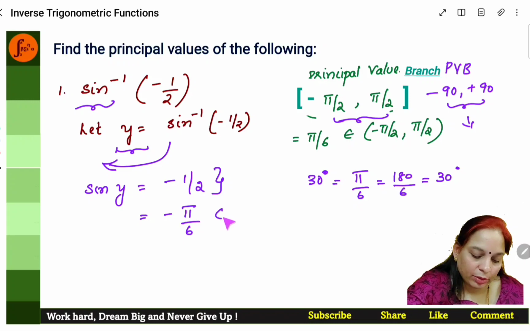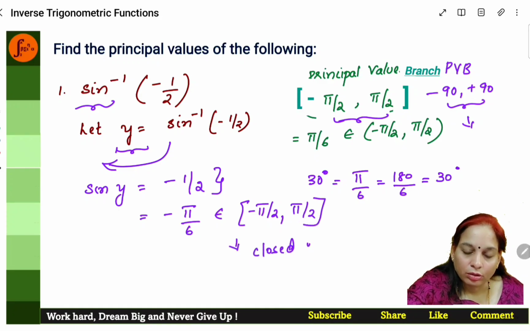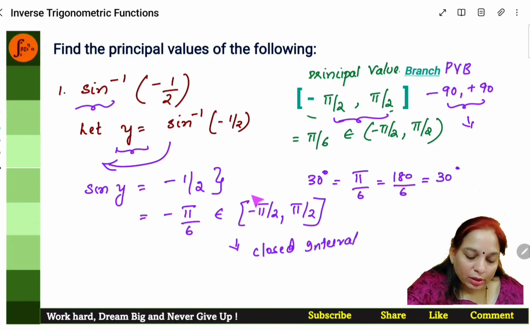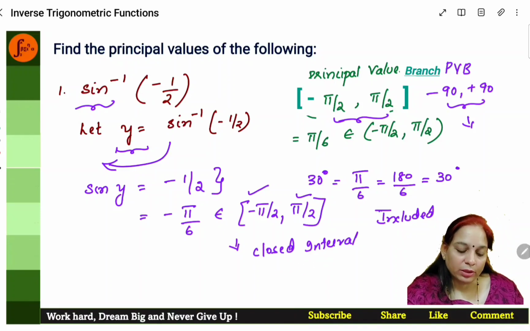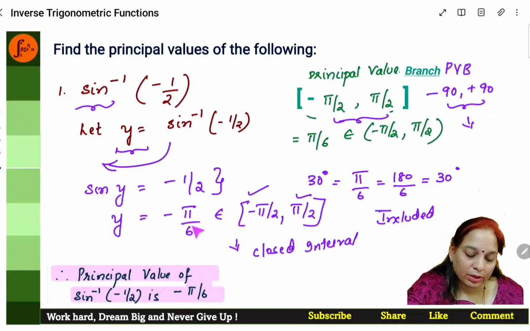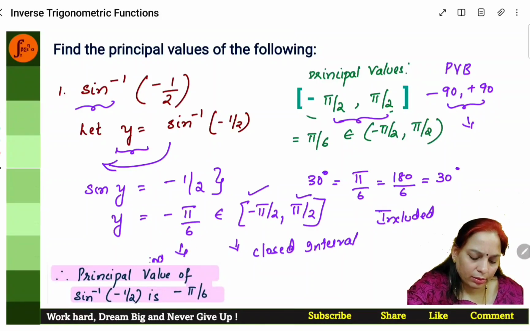You should write this belongs to principal value branch, which is minus pi by 2 to plus pi by 2. Remember, it's a closed interval, with square brackets. Closed interval means minus pi by 2 and plus pi by 2 are included in the range. So y is equal to minus pi by 6. This is the principal value. Therefore, the principal value of sine inverse minus half is minus pi by 6.